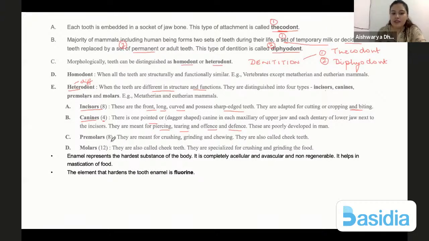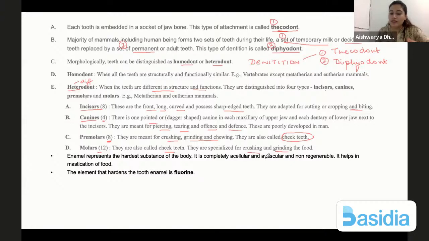Coming to premolars, they are 8 in number in total. They are meant for crushing, grinding, and chewing. They are also known as cheek teeth because they are present right where your cheek is. Coming to molars, they are also known as cheek teeth, and again they are for crushing and grinding of food. If you see the structure of molars and premolars, they are much broader, right?